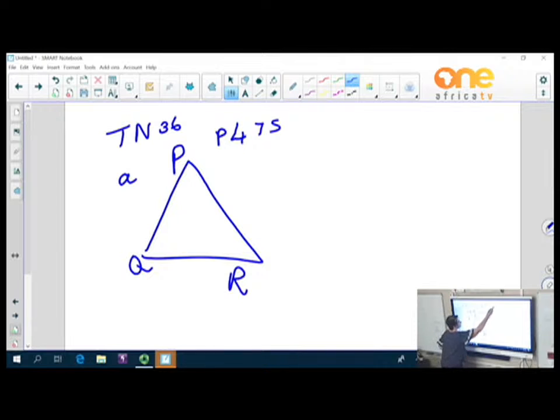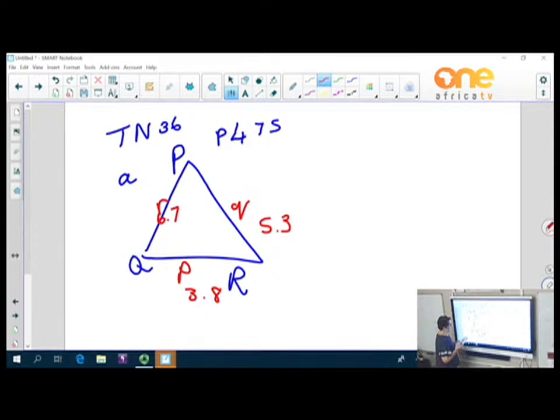And let's label them again. This is P, this is Q, this is R. Now they say P is 3.8, Q is 5.3, and R is 6.7. I've got 3 sides, and I want to find the largest angle.